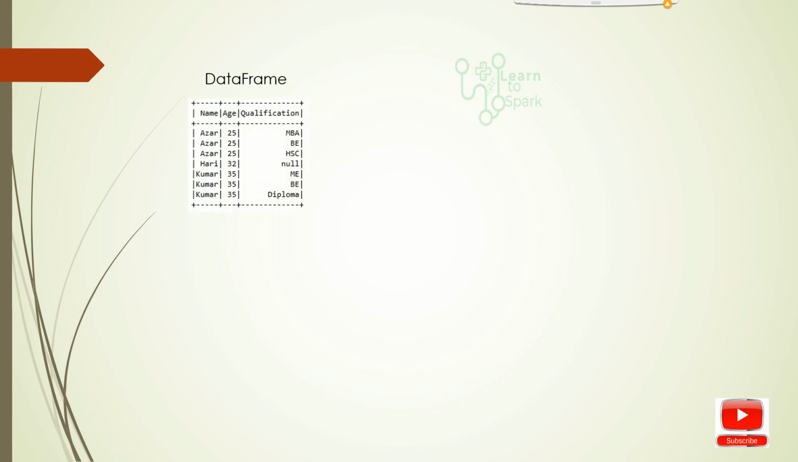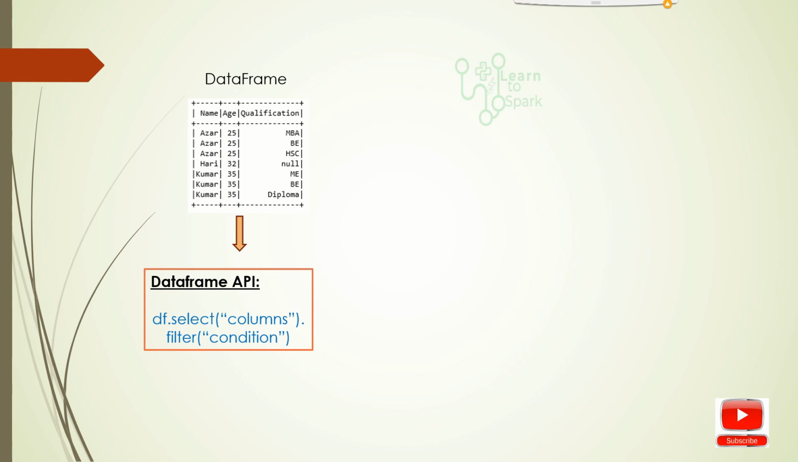Before moving on to our demo, a little bit on what we are going to do. Say we have a data frame in which we have a few records, and the usual way that we discussed until now is we create a data frame API to do the task. For example, we will do dot select or dot filter with a condition to filter some data from the data frame API. So this is the usual way that we do.